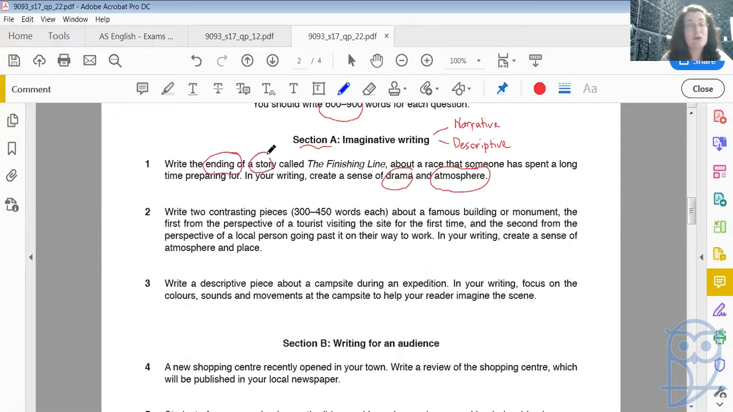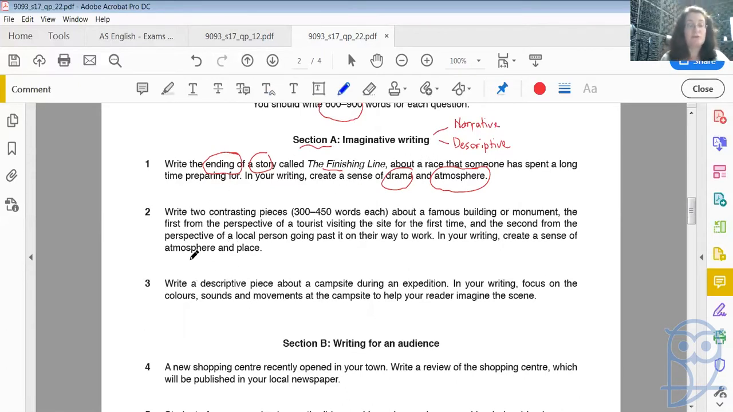Pay attention, that's a story, so it's definitely narrative writing, and you are given your title. So there's a lot of things to focus on in just one question. Then there's a second question, which is about two contrasting pieces, and you would similarly break that down into its particular parts. And then a third question, and I'm just going to move on to descriptive writing here.